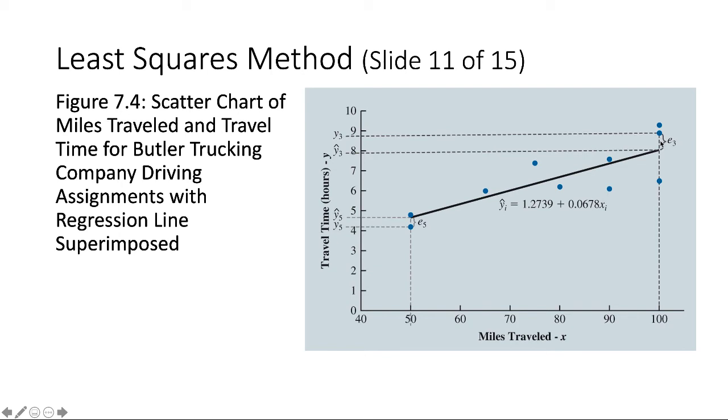because the actual value is greater than the predicted value, resulting in a positive residual, and overpredicts travel time for others, such as driving assignment 5, because the predicted value is greater than the actual value, resulting in a negative residual. But in general, the regression line appears to be fitting the data relatively well.